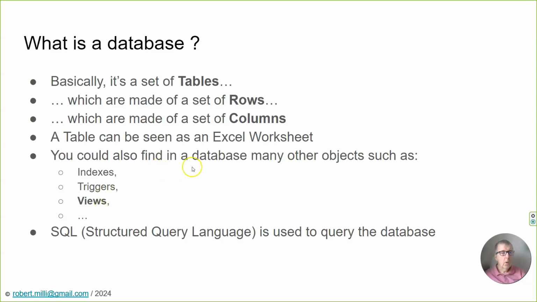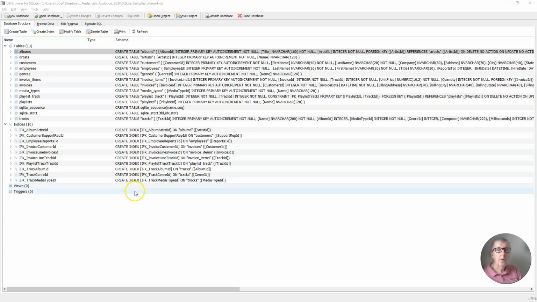In order to query the database, we will use SQL, structured query language, a specific language used to query databases. So let's have an example on one of our databases. Let's discover the Chinook database. The Chinook database is made of 13 tables: album, artists, customer, employee, etc., and a set of indices or indexes in order to speed up all the querying.